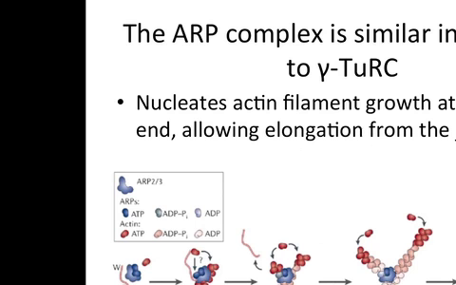The ARP complex is similar in function to the gamma-tubulin ring complex. It nucleates actin filament growth at the minus end, so it binds at the minus end, allowing elongation from the plus end. This is an important thing to think about because you're going to compare it with formins that work in a little bit of a different way. Here you can see ARP2/3 is the blue, and what it does is polymerize actin, but notice it makes this kind of web of actin. ARP and formins participate in formation of actin structures that have different conformations and are used in different kinds of functions. So that's another thing to think about.